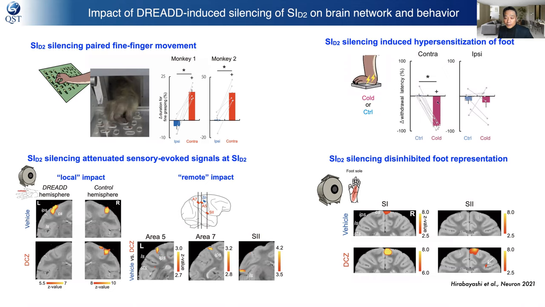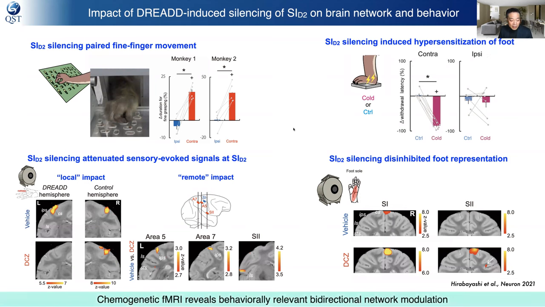hypersensation at the foot sole, specifically the contralateral foot. In this case, we tested the monkey with a cold plate and measured how long the monkey takes to avoid it or change the foot position. When we tested DCZ administration, the monkey started showing hypersensation specifically in the contralateral foot. So these are demonstrations that chemogenetic functional MRI reveals behaviorally relevant bidirectional network modulation.